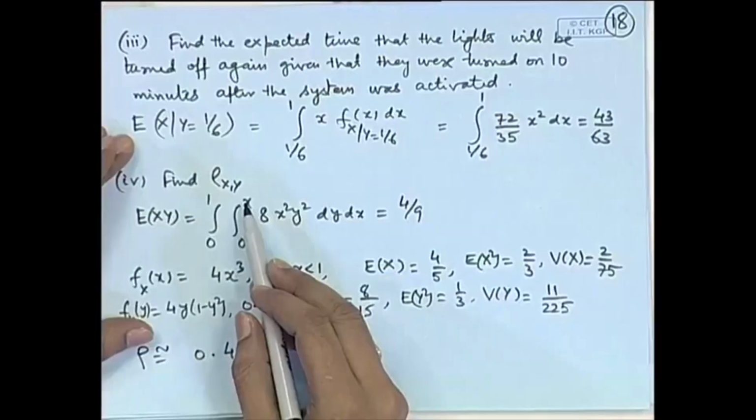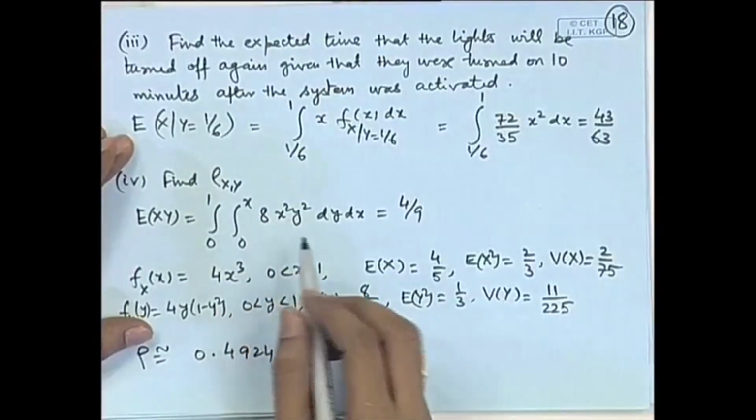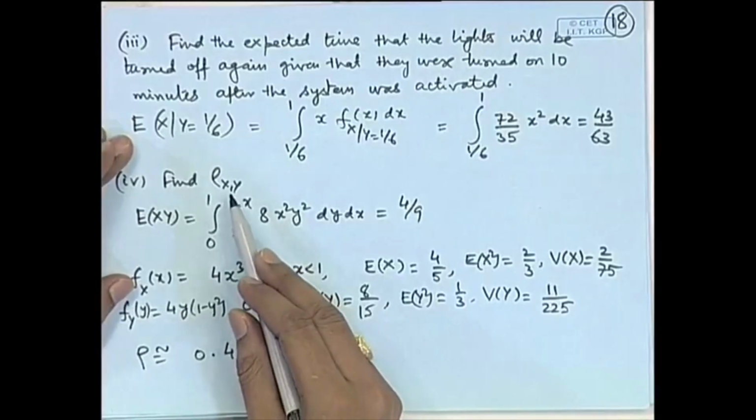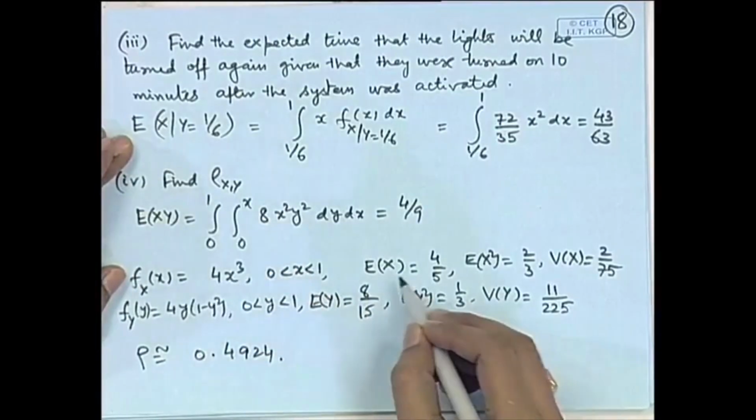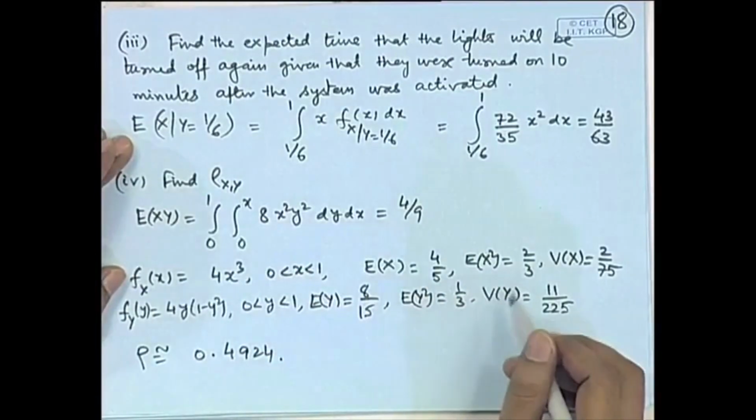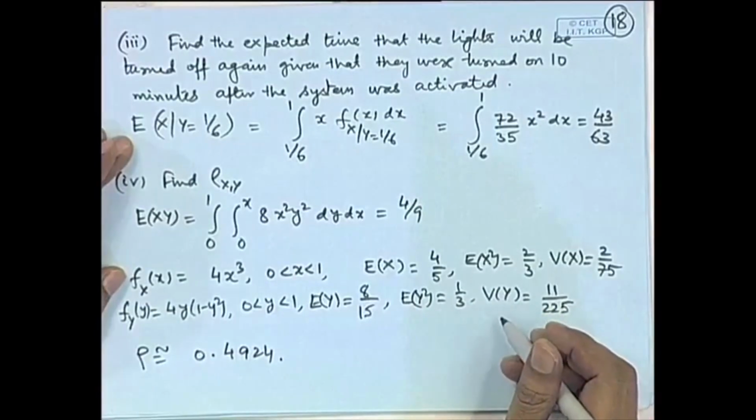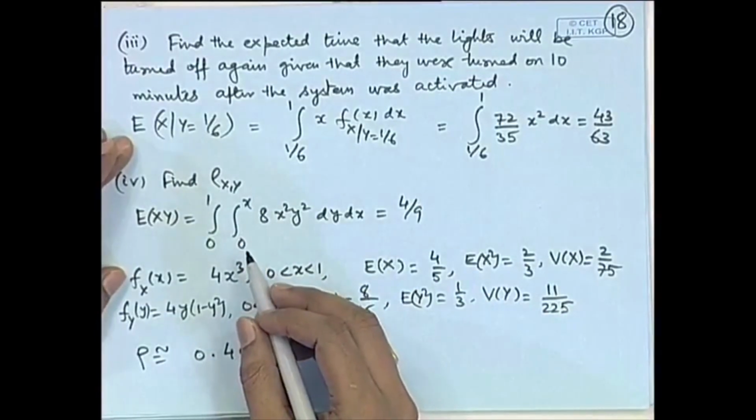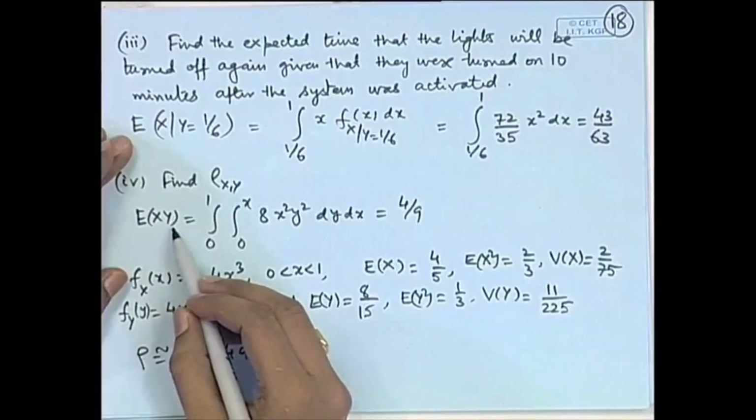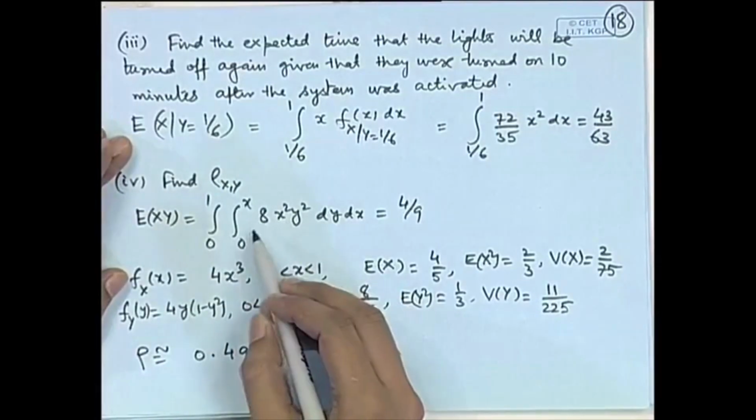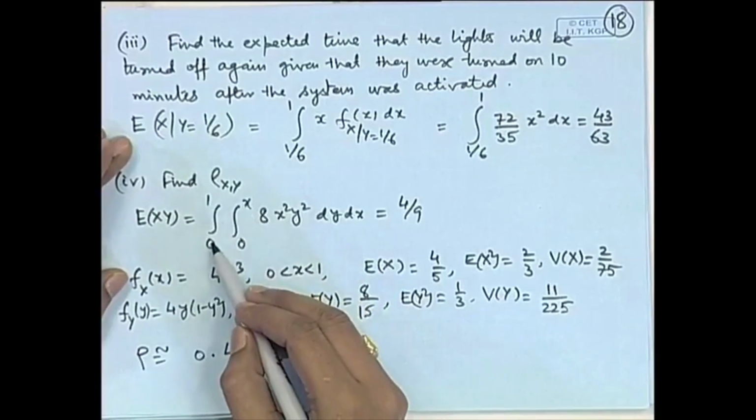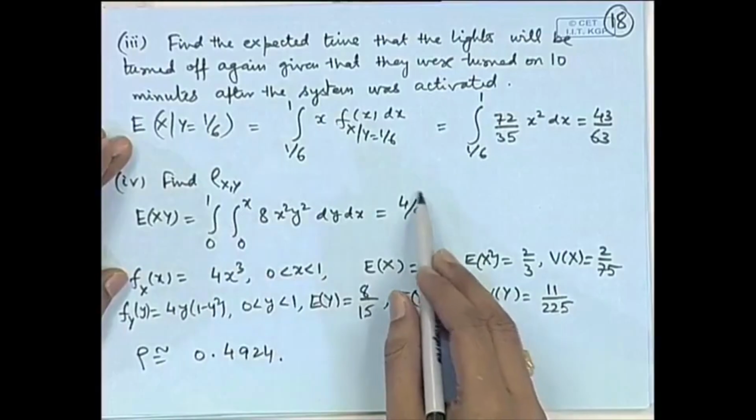Finally, in this problem, what is the correlation coefficient between the random variables x and y? So, in order to evaluate the correlation, we need the covariance term and the expectations of x and y and the variances of x and y. In order to evaluate the covariance term, we need the product moment. So, here expectation of xy is x into y into the joint density, that is 8xy. y is integrated from 0 to x and x is integrated from 0 to 1, which is 4 by 9.